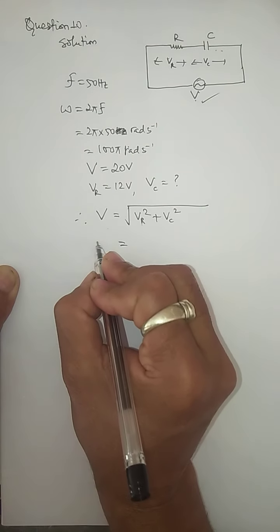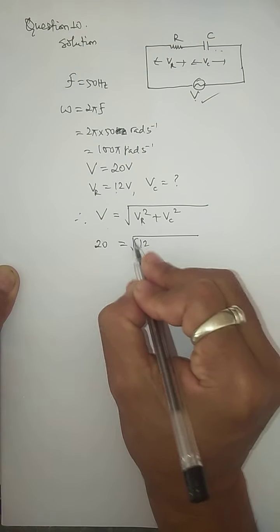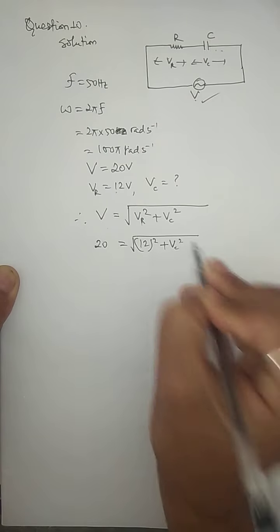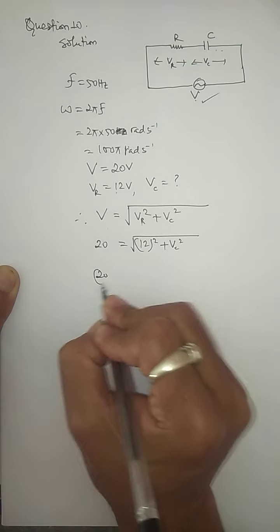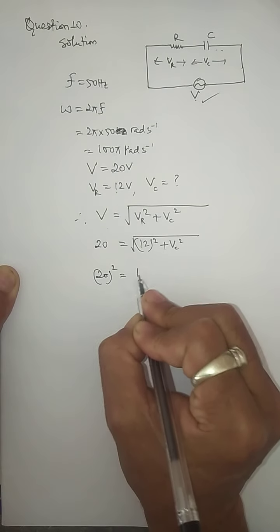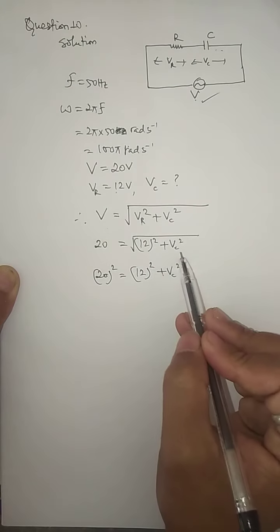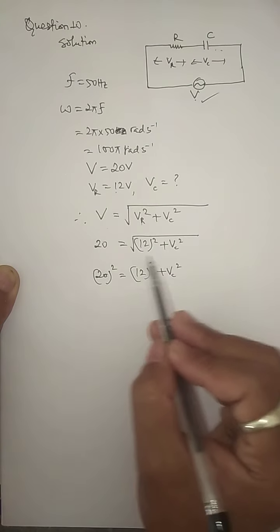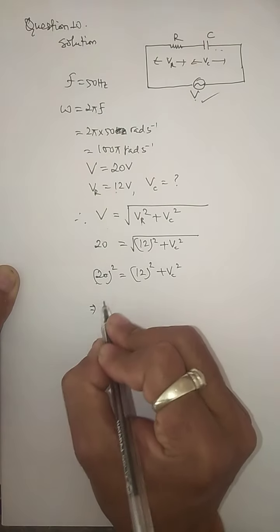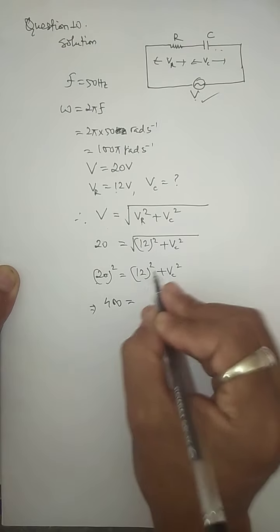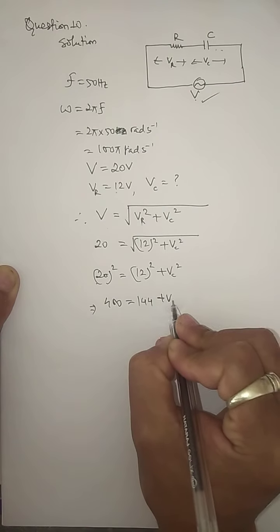Okay, so let's substitute the values. V is 20, equals the square root of VR, that is 12, whole squared, plus VC squared. Now VC we need to calculate, so we square both sides. Then it will be 20 square equals 12 square plus VC square. Why? Because if you square both sides, the square root and the square cancel out, so only this part remains. Now 20 square means 400. 12 square means 144, plus VC square.